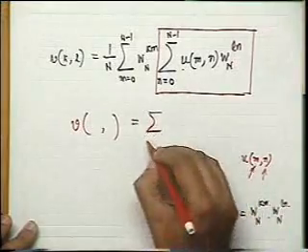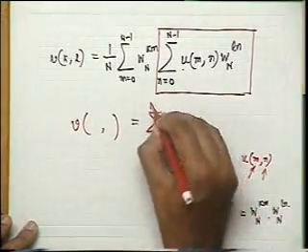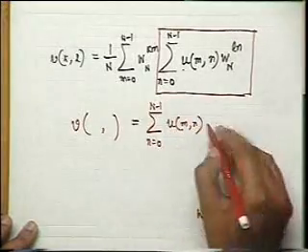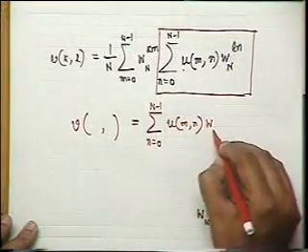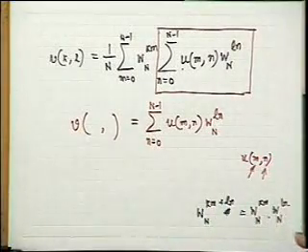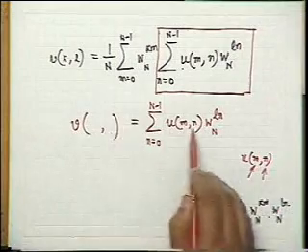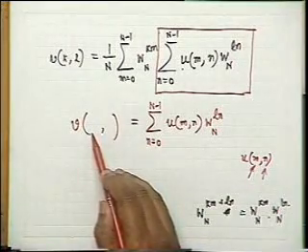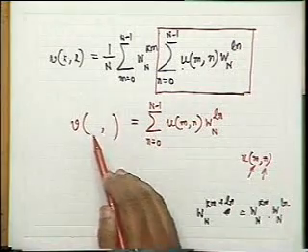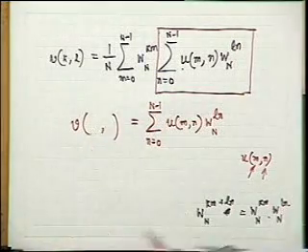V equal to summation n equal to 0 to capital N minus 1 U of m n W to the base n capital L n. So this results in a transformed image, or a transformed column. What should I write as the index for this transformed column?